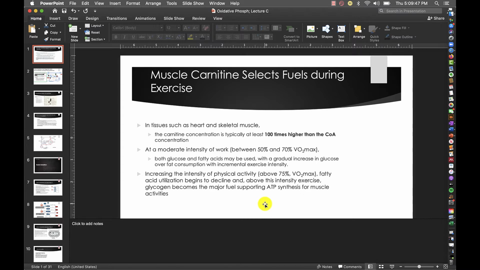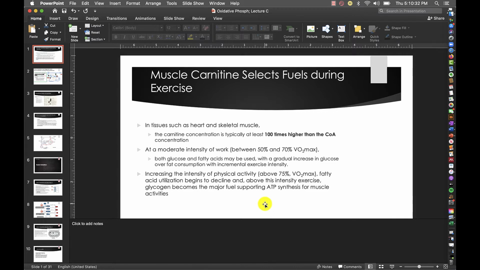And at a moderate intensity of work, between 50 to 70%, we know that both glucose and fatty acids are activated. So if we're looking at 50 to 70% of VO2 max, obviously at 50% of VO2 max, we're going to have a lower activation of glucose metabolism. But then when we increase the intensity, going from 50 to 70% of our VO2 max, we're going to increase that sugar utilization, thereby down-regulating carnitine. So higher intensity, lower carnitine activation, lower intensity, higher carnitine activation. Okay, so they're inversely related.